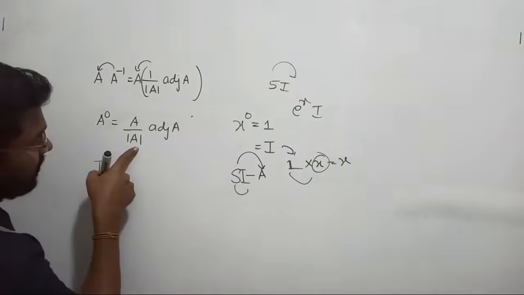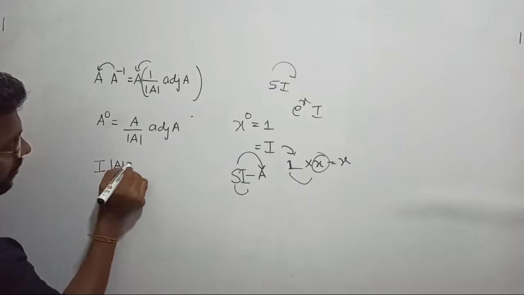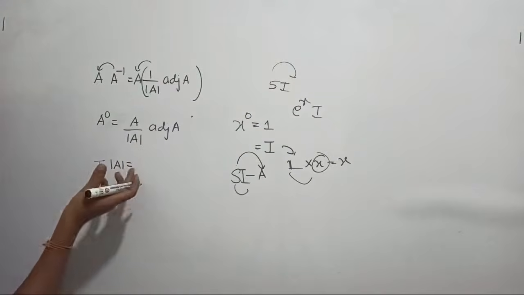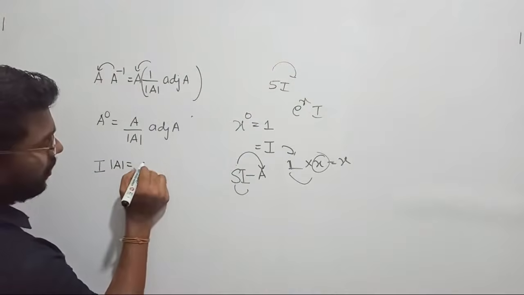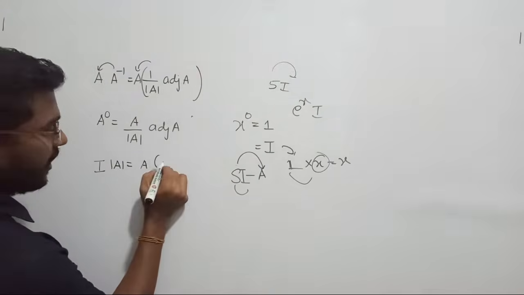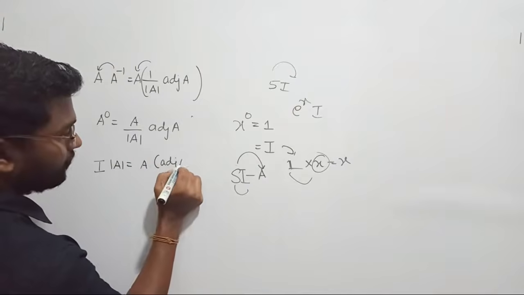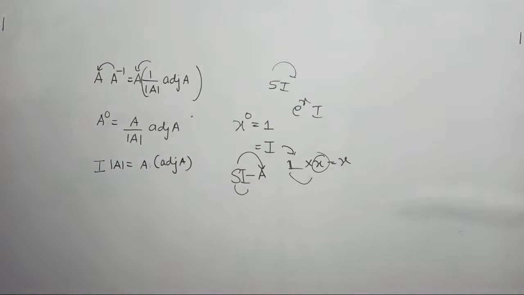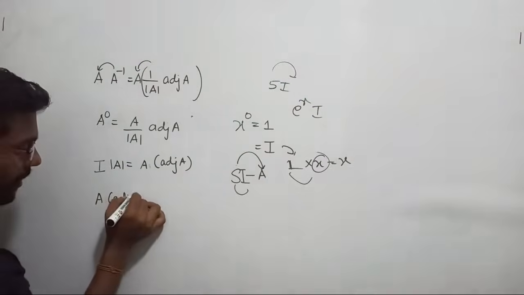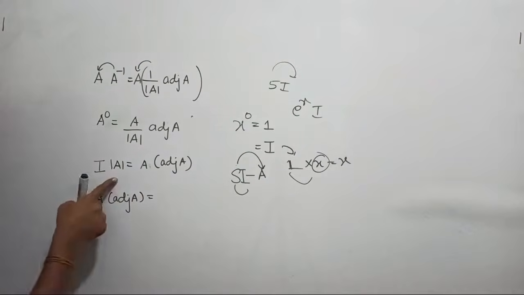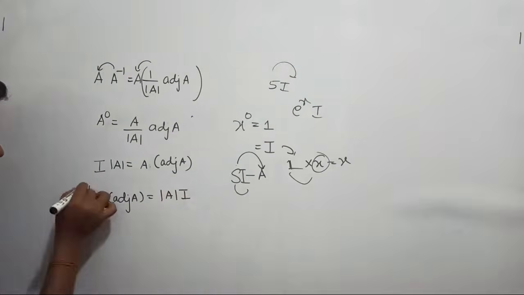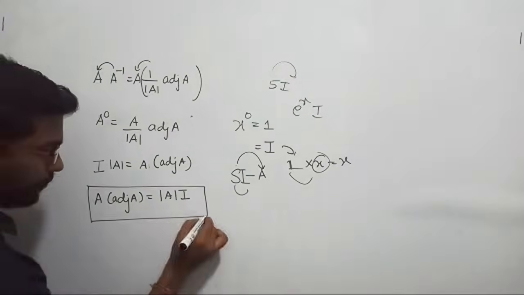And then you can pass this determinant of A to the left hand side. See, it's a constant. Determinant of A is a value. A equal to what? A into adjoint of A, right? So what is the conclusion? The next property is A into adjoint of A should be equal to determinant of A into I only. So determinant of A into I, that is equal to this one. Clear? Just to remember.